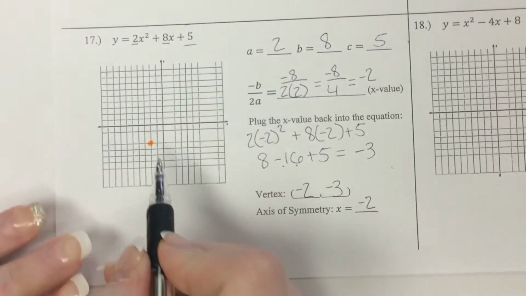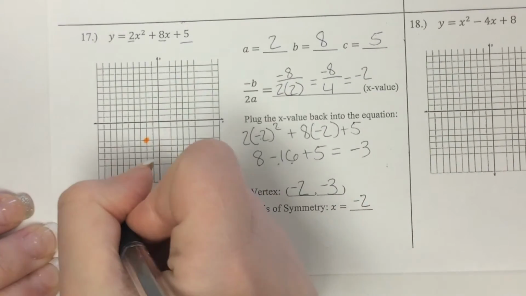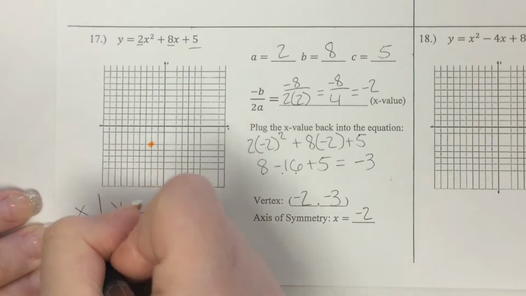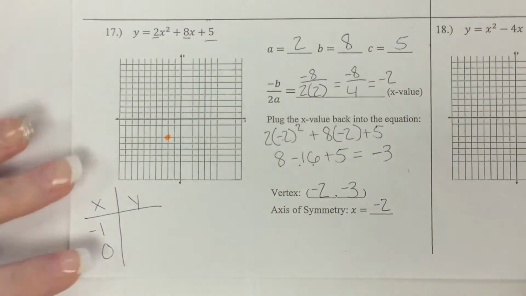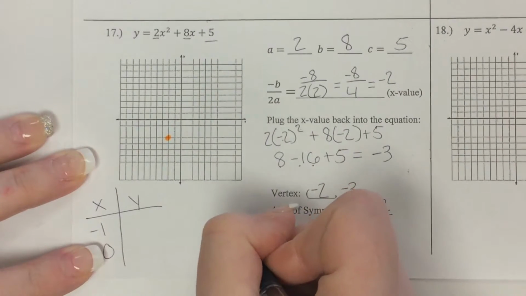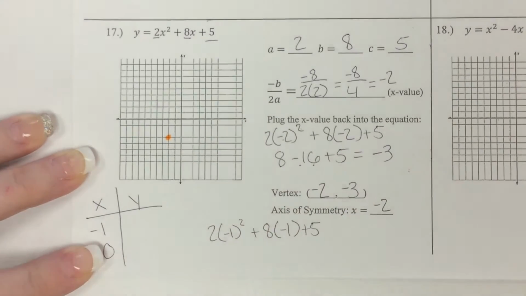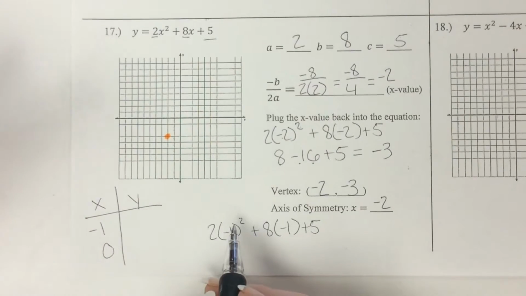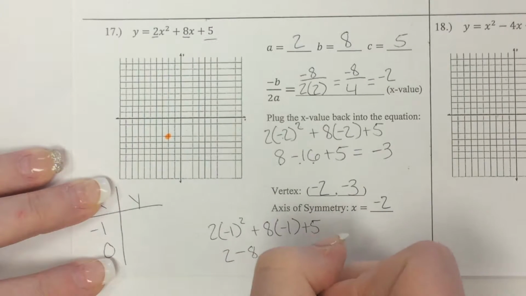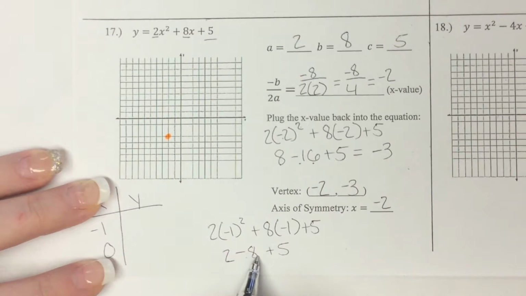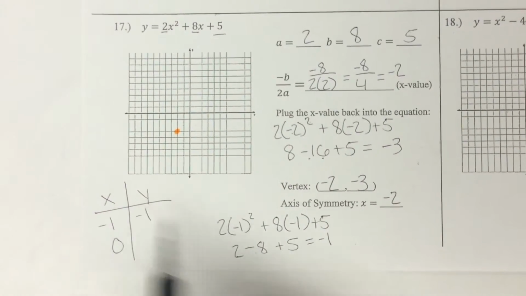All right, give me two numbers that are to the right of this place, which is going to be -1 and 0 maybe. So let's do our table with -1 and 0. Plug these two numbers into this equation. All right, so we have 2 times -1 squared plus 8 times -1 plus 5. Okay. So -1 squared is 1 times 2, which is 2. 8 times -1 is -8, and then plus 5. 2 minus 8 is -6, plus 5 is -1. So this point will be at -1, -1.